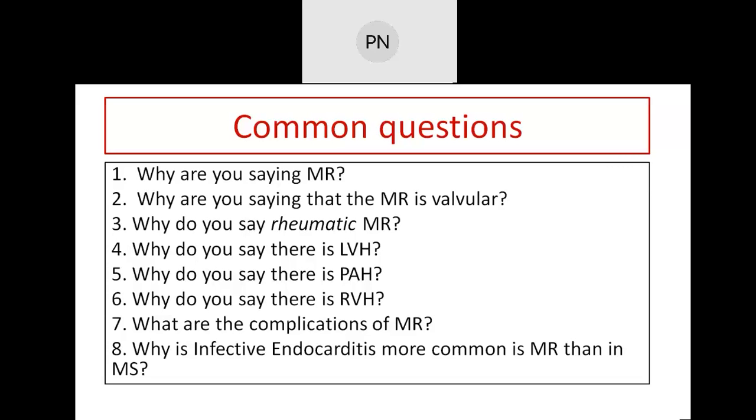This is mitral regurgitation because, yes, on inspection, there is an impulse over the mitral area. Very good. Then on palpation, the apex is forceful, ill-sustained, and down and out. And on auscultation, there is a pan-systolic blowing murmur at the apex radiating towards the axilla or back. All these points favor your diagnosis that this is a mitral regurgitation. Why are you saying that the mitral regurgitation is valvular in nature?